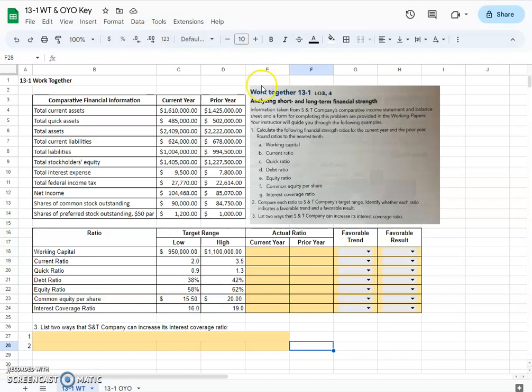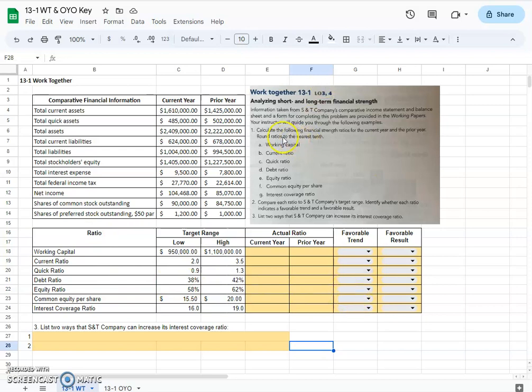In this video, I'll go over Work Together, problem 13-1, from our Century 21 Accounting Textbook, Advanced Edition 11, by Gilbertson and Lehman, so credit to them for this problem and this book. We are on page 377, Analyzing Short and Long-Term Financial Strength. We have information from S&T Company's comparative income statement and balance sheet, and a form for completing this problem is in your working papers.